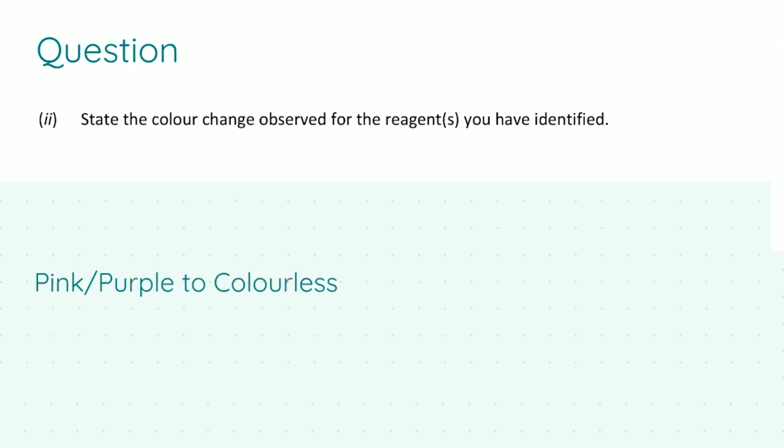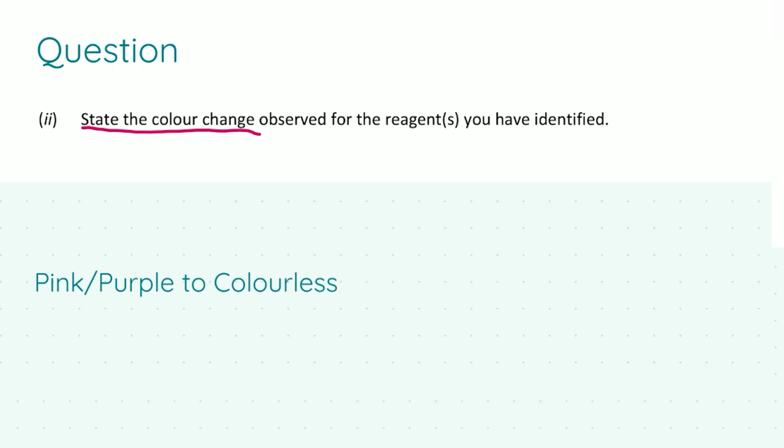So now for part II of this question, they're asking us to state the colour change observed for the reagent that we used. In our case, we used acidified potassium permanganate, so the colour change will be from pink-purple to colourless. Whereas if you had used Fehling's solution, parts A and B, it would be from a blue colour to a red. And for Tollens', it would be from colourless to silver. So it doesn't really matter which one you picked. They are all valid answers and they're all correct. It's just important that your colour change matches the reagent you identified in part I.